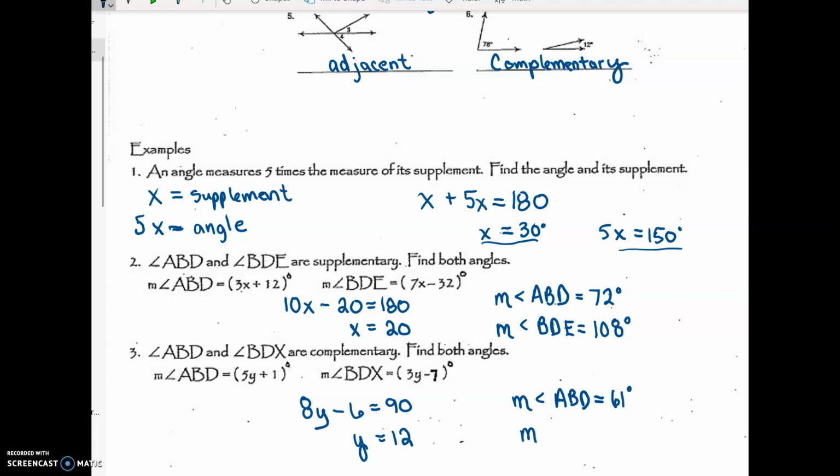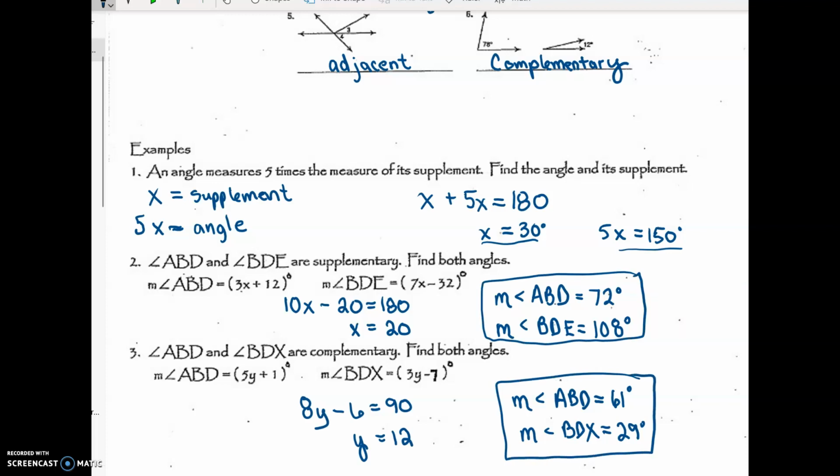And the measurement of angle BDX is going to end up being 29 degrees. And again, when you add these together, they equal 90. So you know you're probably on the right track there as well. So I'm just going to mark those off to show those are my final answers, and they match our definitions, so we're good to go.